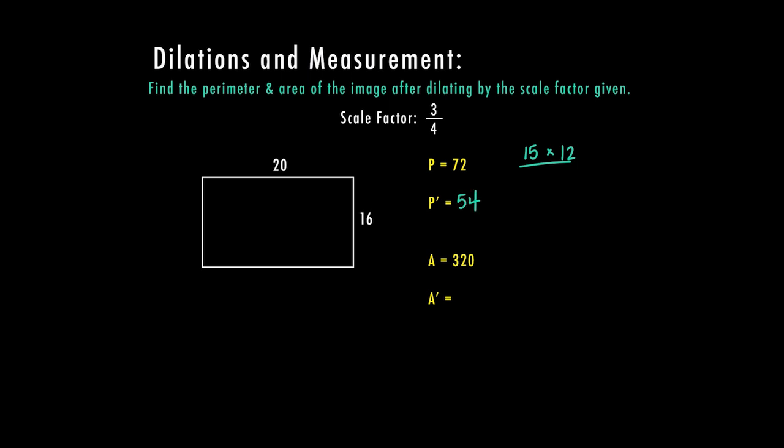So if I want to find the area of my prime figure, I can multiply 15 times 12. So I'm going to get an area of 180 for my prime figure. Now, notice both my prime amounts got smaller. And the reason they got smaller is because my scale factor is less than 1. So anytime your scale factor is less than 1, your dilation is going to reduce. So your measurements of your prime figure are actually smaller. Notice my length and width are smaller, my perimeter is smaller, and my area is smaller.